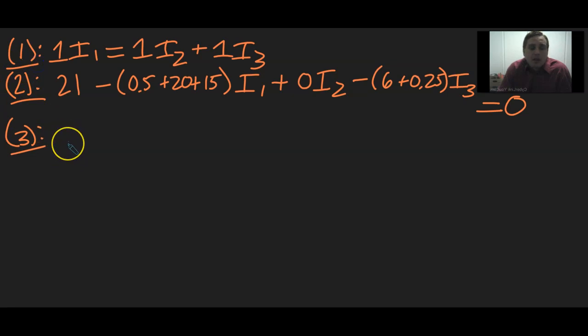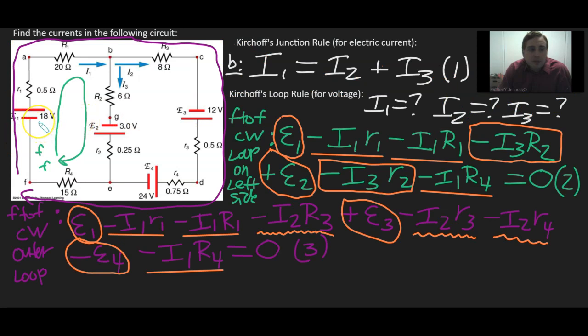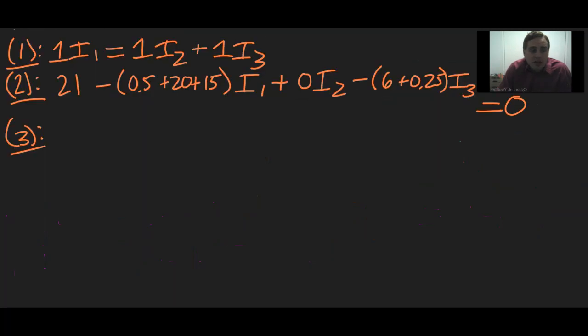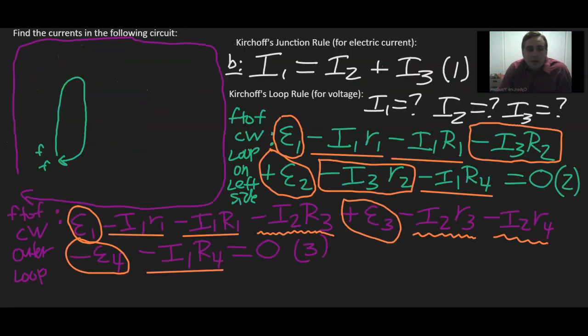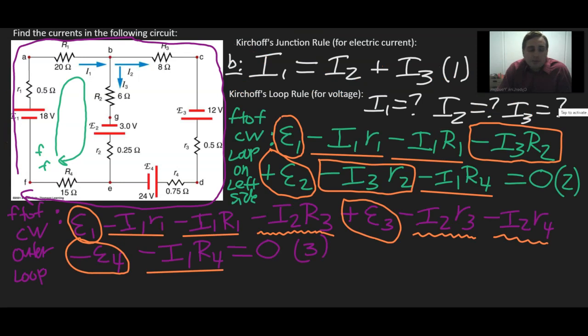Okay, so equation 3, first of all, we should add the EMFs. So that should be, let's see, 18 volts and then 12 volts. Those are both added. But then we have minus EMF 4. So that's 30 volts minus 24 volts. So actually, I'll just write that down. So that's 18 plus 12 minus 24. Okay, we'll come back to that very soon.